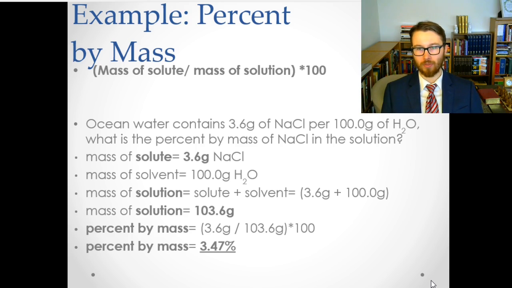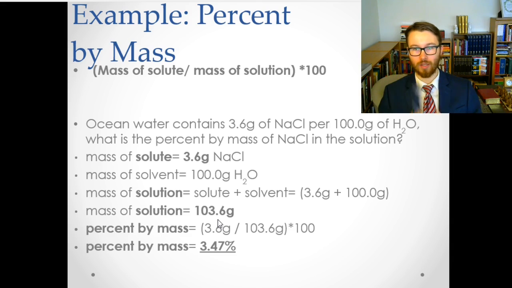So let's find those numbers and plug them in. First, mass of solute. The mass of solute is 3.6 grams of sodium chloride. That comes right out of the problem. But the mass of the solution is not given. The mass of the solution is going to be the solute plus the solvent. So to calculate the mass of the solution, we'll have to add solute plus solvent. The solvent is water, and we have 100 grams. That's what the problem says, right? And so the mass of the solution, solute plus solvent, is 3.6 grams of salt plus 100 grams of water, which in total is 103.6 grams.